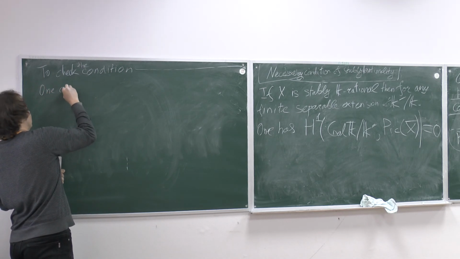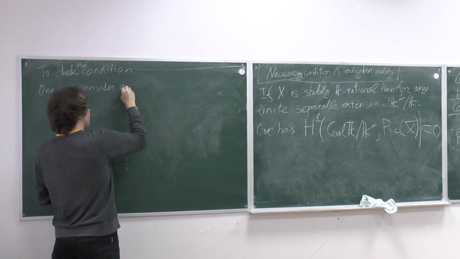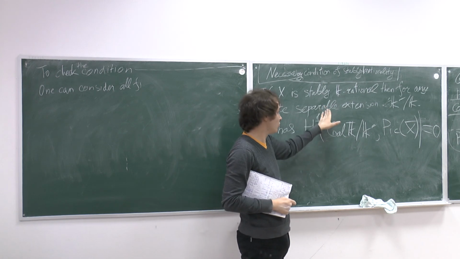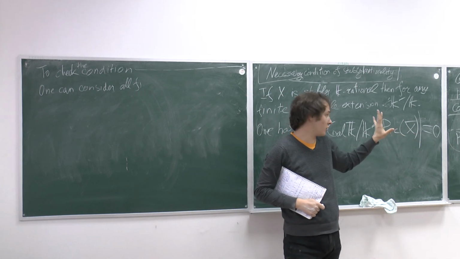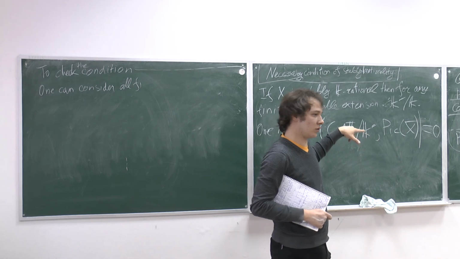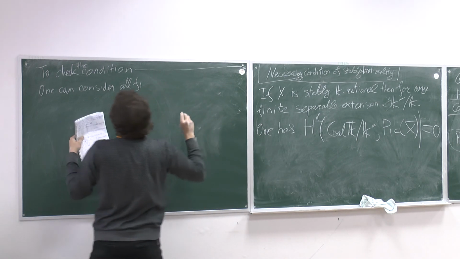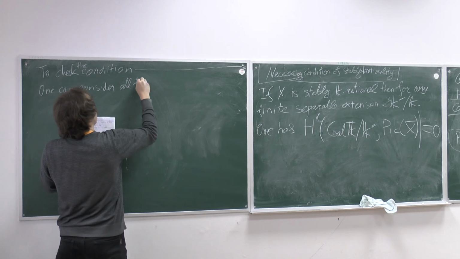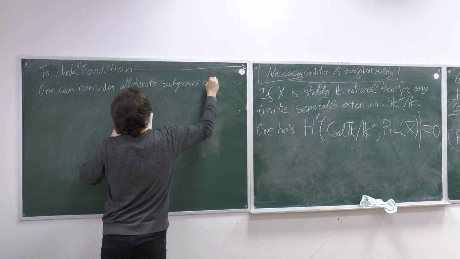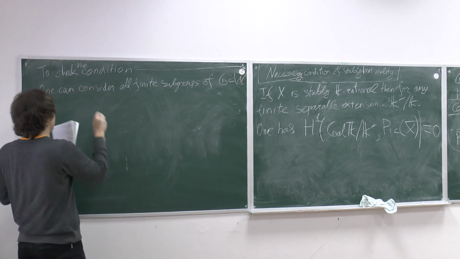One can consider all finite subgroups of G. Which condition? This is the condition of stable rationality. So the condition that for any finite extension we have the cohomology vanishing. These cohomology groups are the same for the extensions which have the same image in G, for example. And so we should just consider all finite subgroups of G in the Galois group and check that the condition is true for them.